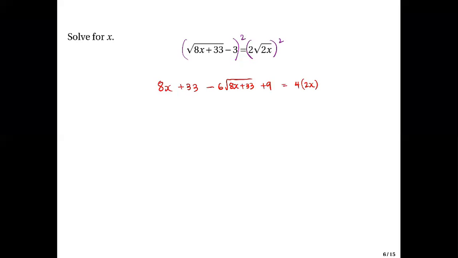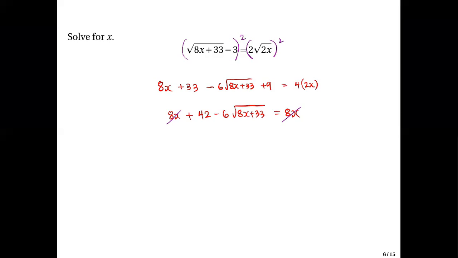So from here, we'll just have 8x plus 33 plus 9, that's 42, minus 6 square root of 8x plus 33. This is equal to 4 times 2x, that's just 8x. So notice that this guy here can cancel this guy. They are on the opposite sides of the equation and they are exactly the same. So they can cancel each other.